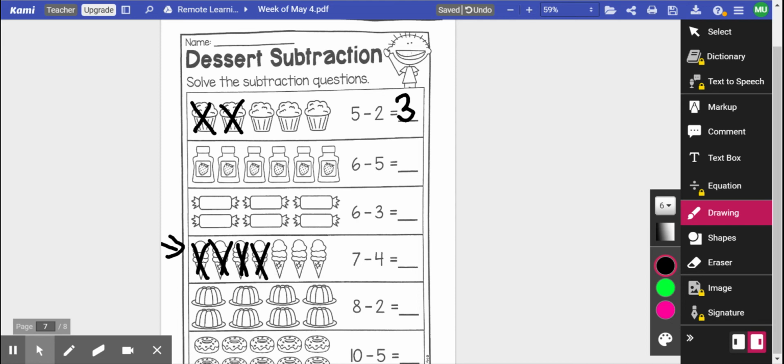So I X'd out 4 ice cream cones. Let's see the difference. 1, 2, 3. Remember, the difference is how many you have left. Okay, remember to show your subtraction, show your takeaway by crossing out using X's.